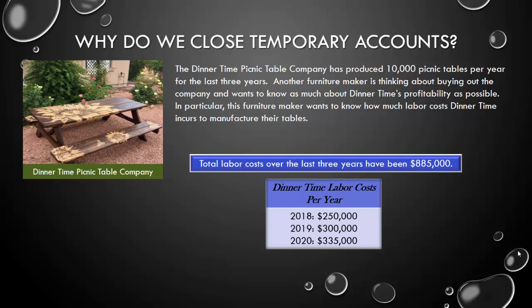They're going to look at this and they're going to say, are your costs going up because you're making more tables, therefore it requires more hours to make them? And from our question, we can see that's not the case. They've made 10,000 picnic tables each year for the last 3 years.